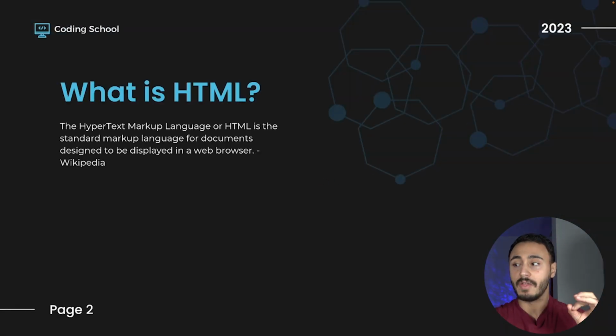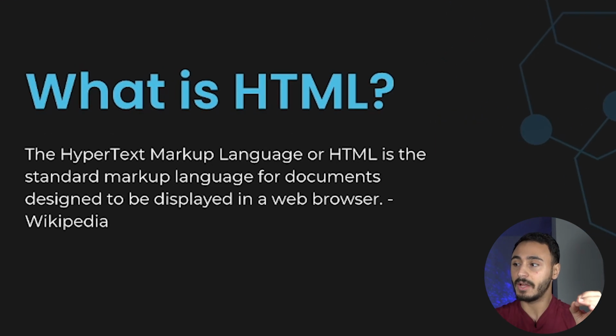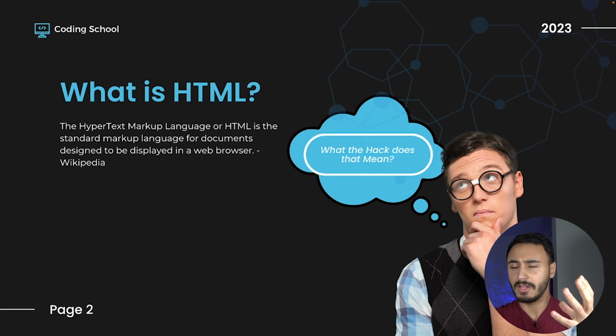What is HTML? The Hypertext Markup Language, or HTML, is the standard markup language for documents designed to be displayed in web browser. If you are thinking, what the heck does that mean? Then you should continue the video to discover what that means.